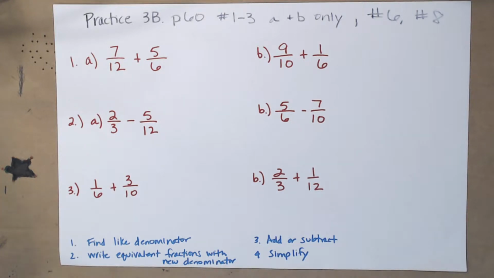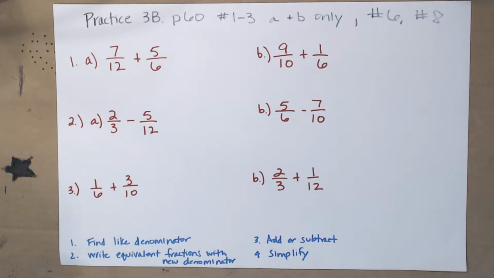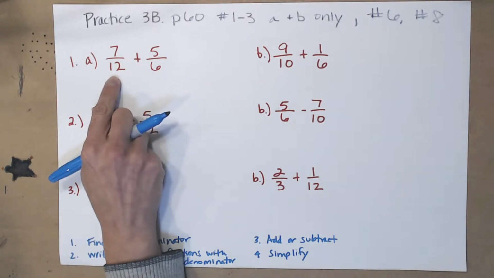Working on adding and subtracting fractions in this review video. In these problems, we start with unlike denominators, and we need to make like denominators so we can add or subtract. So let's look at the first one, 7/12 plus 5/6.